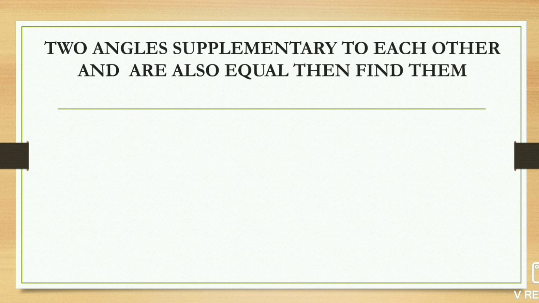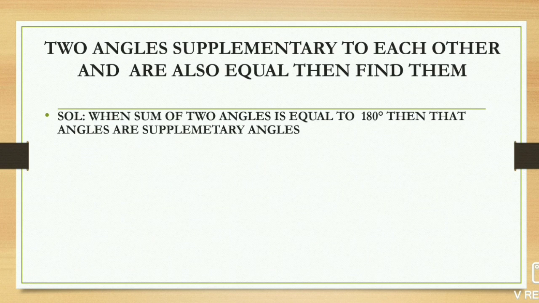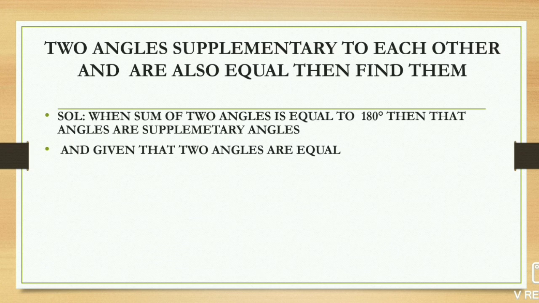Now, one more important one. Two angles are supplementary to each other and are also equal, then find them. Yes, with the definition. Solution. When the sum of two angles is equal to 180, then the angles are supplementary angles. And given that the two angles are equal, just as we saw before in the complementary pair, here also we have to assume each angle as x degree. Let each angle be x degree.